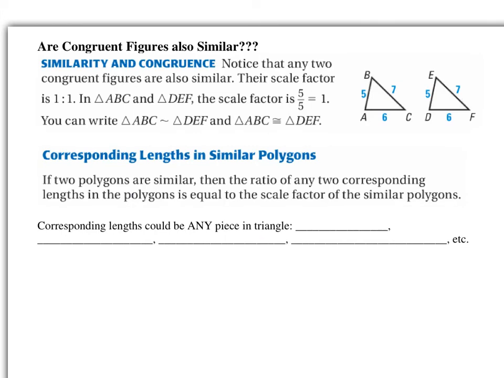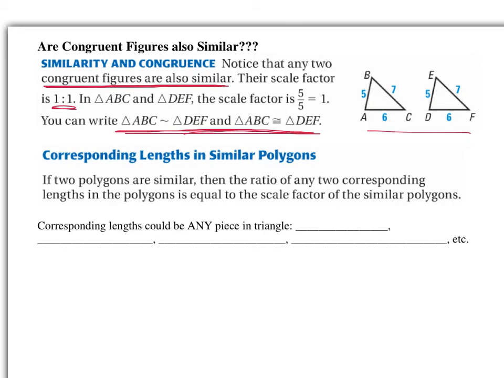Alright, so this is just something that I want you to notice. If you're wondering, are congruent figures also similar? So remember, congruent means that all the pieces are exactly the same, like we've got in these two triangles right here. And we can say that they are similar because if we set up the ratio, congruent triangles are also similar. You might want to underline that part of it or write that statement down in bold. If their scale factor is 1, so 1 to 1, that means that they're congruent. But they do have the same scale factor, so they are congruent to each other, and they are also similar.